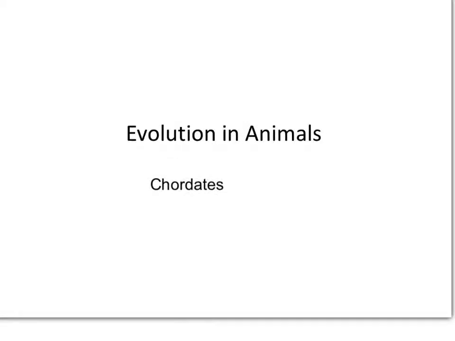Alright, here we go with our final set of notes in the Evolution in Animals unit. This one is on chordates, which is basically just a fancy term for vertebrates or things with a spine. So mostly going to be talking about fish, but we'll talk a little bit about some other mammals and other land vertebrates as well.